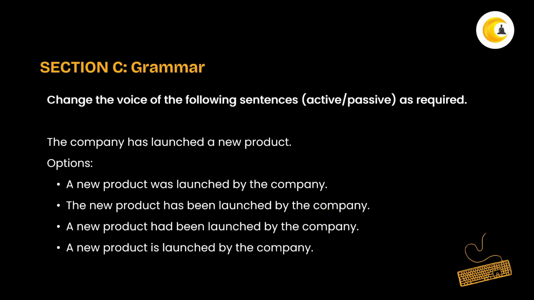Okay, that's your answer. The company has launched a new product. Okay, so what is the object? This. So this will come at the start. A new product. It will be a new product. So a new product, a new product, and a new product. Okay. A new product has, the company has launched. That means it has already been done, right? So a new product had been launched. So it has already been done. So had been launched by the company, right here. Option number C. Okay. Moving to the next one.